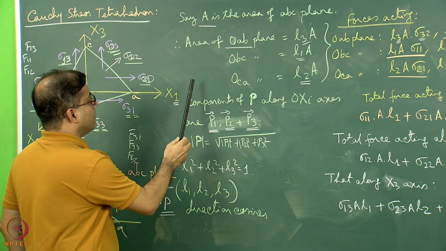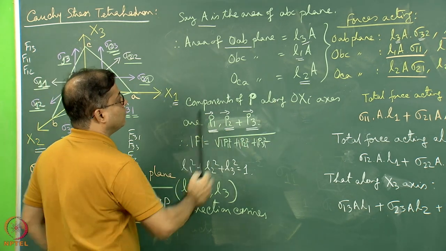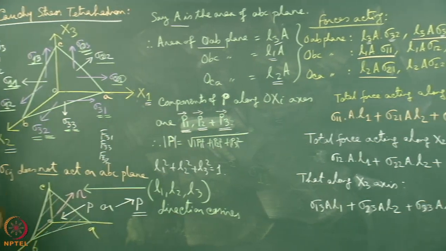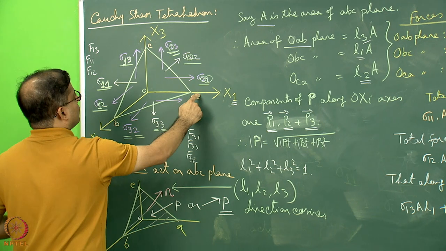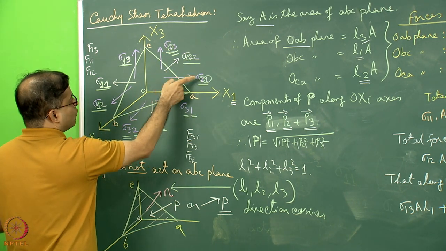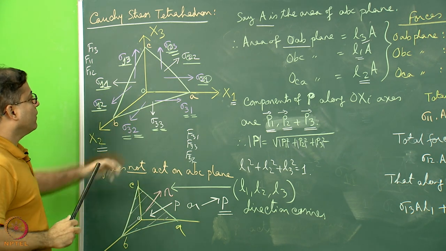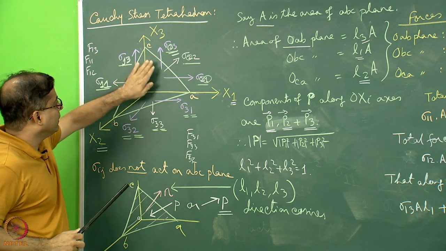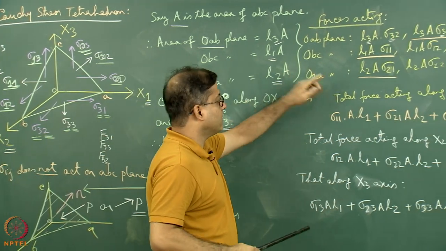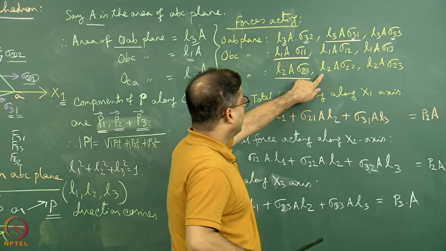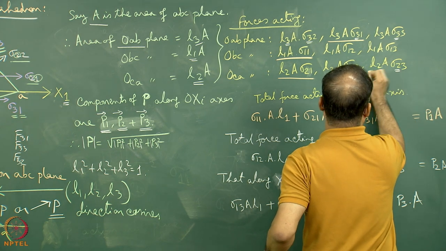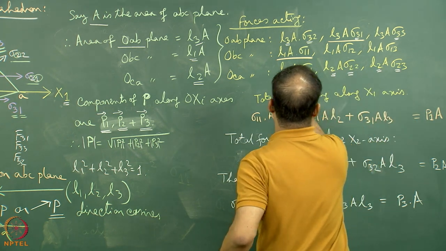Similarly, the area of OCA plane is known, L2A. The force acting on the OCA plane can be calculated. Where is the OCA plane? OCA. What is common there? 2 is the first suffix in all of them. So, for example, 21, 22 and 23. So, if I multiply these stresses by the area of OCA, which is L2A, I will get the forces acting along those directions, which is L2A sigma 21, L2A sigma 22 and L2A sigma 23. What is common here? This 2 is common in all the cases.